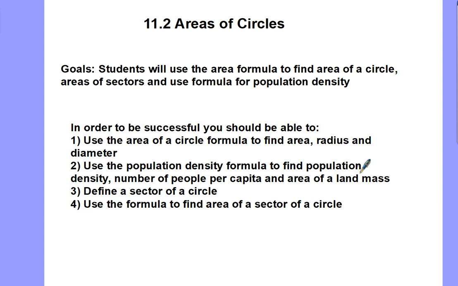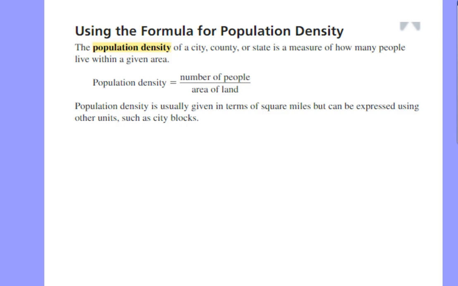We can use it to find population. We can use it to find the number of people per capita and the possible area of a landmass, all from one formula. So it's really, really versatile. So what is population density? Simply put, population density of a city, county, or a state is a measure of how many people actually live within a given area. So think about our particular county that we live in. We could find the population density by thinking of how many people live in our county and divide it by the total area of landmass of that county.